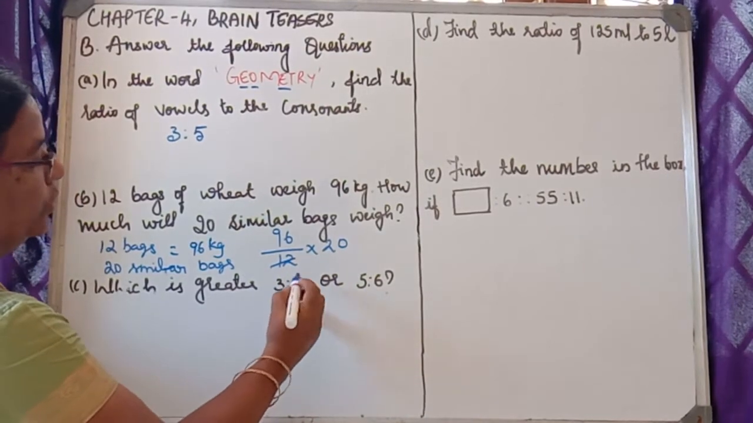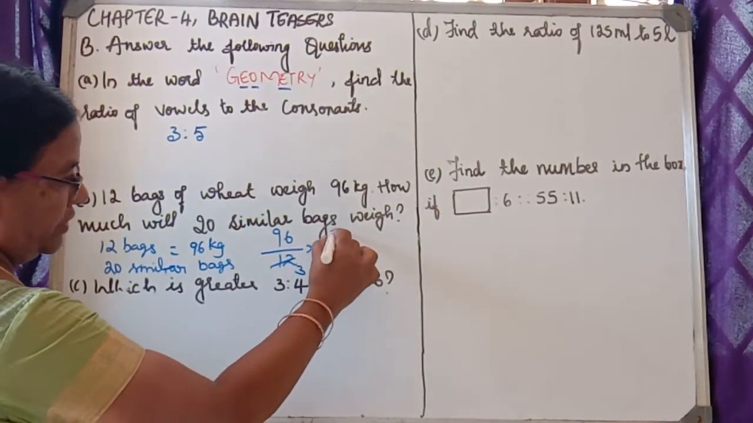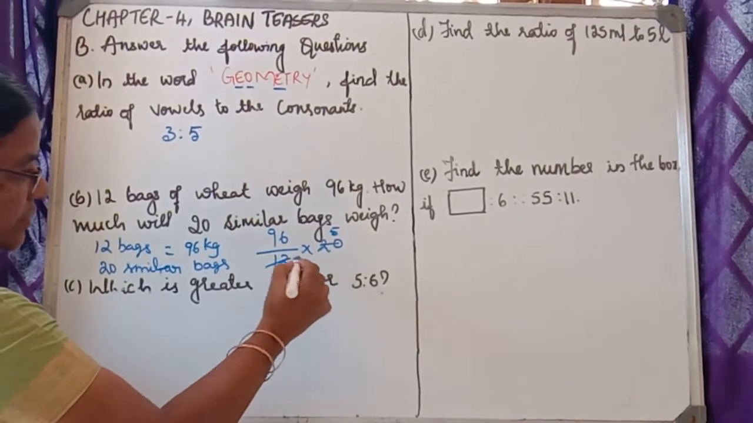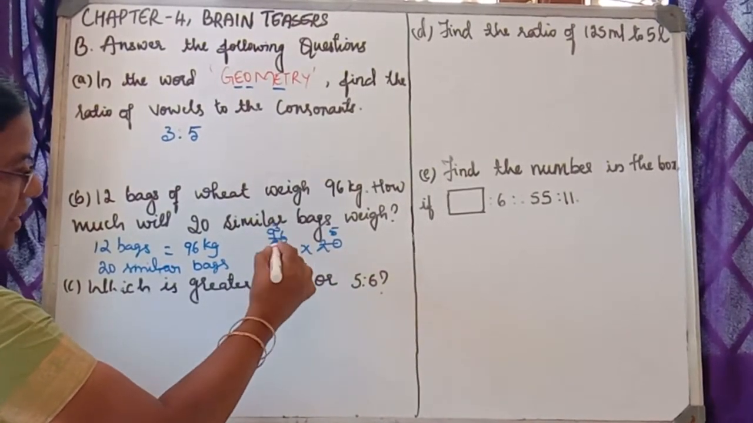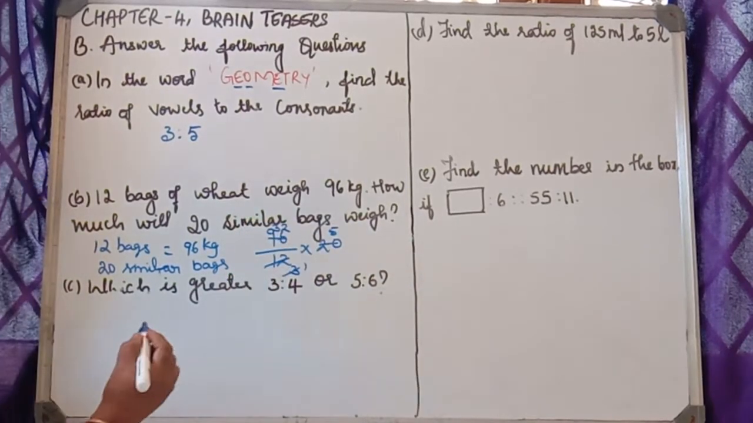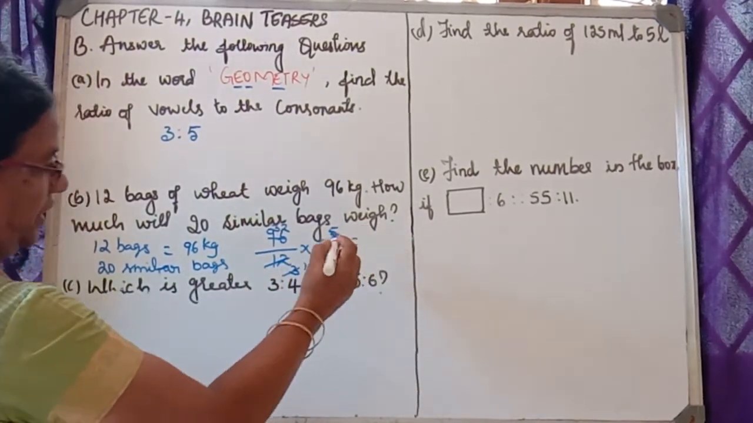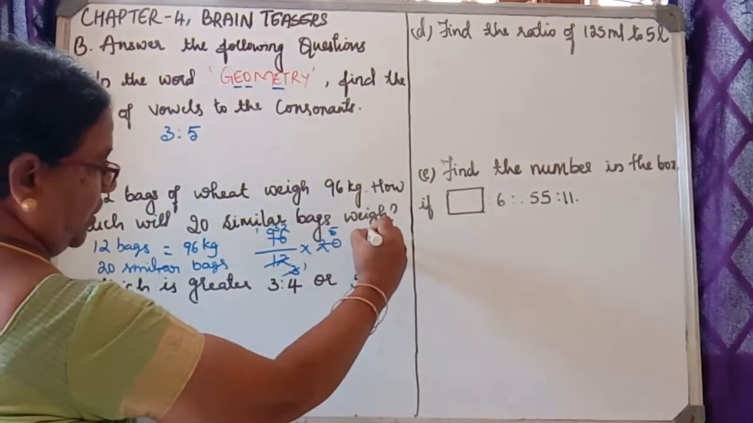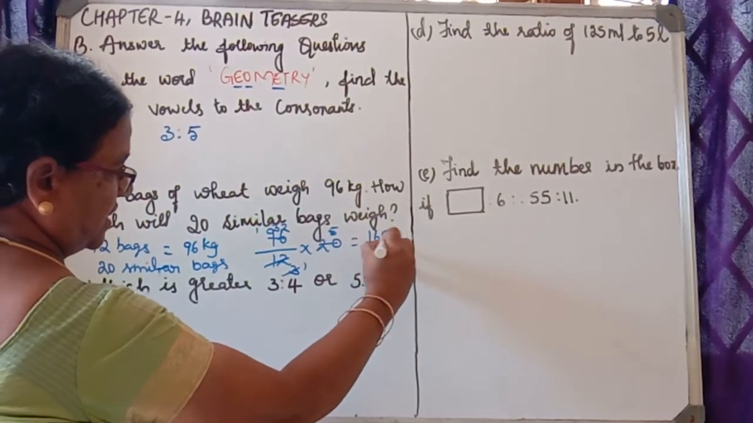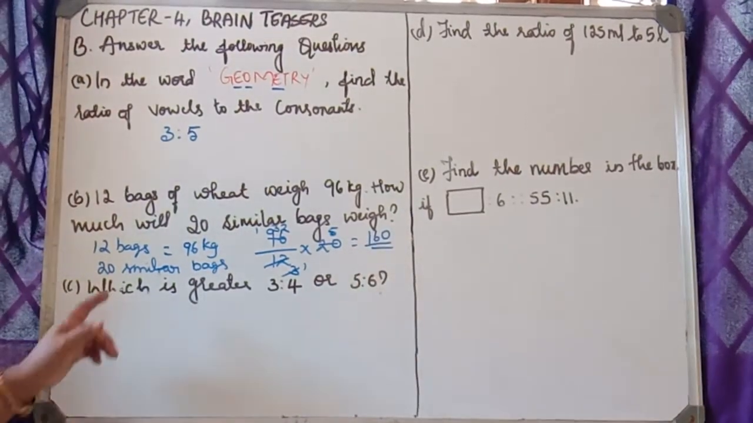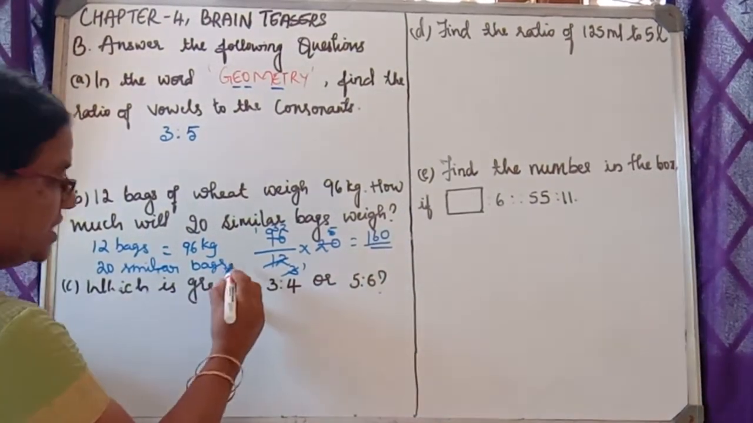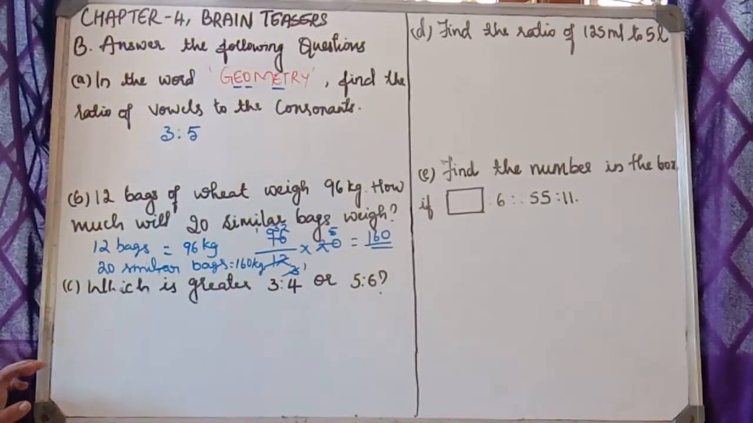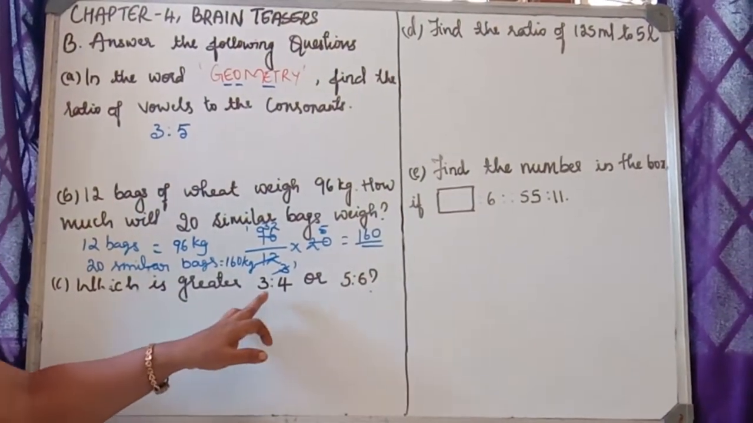We can take 4. 3 4s are 12. 5 4s are 20. Now with the help of 3 we can cancel it. 3 1s are 3. 3 3s are 9. 3 2s are 6. Shall we multiply? 2 5s are 10. Remainder 1. 3 5s are 15. 15 plus 1, 16. So, the weight of 20 similar bags is 160 kg. Clear, children?